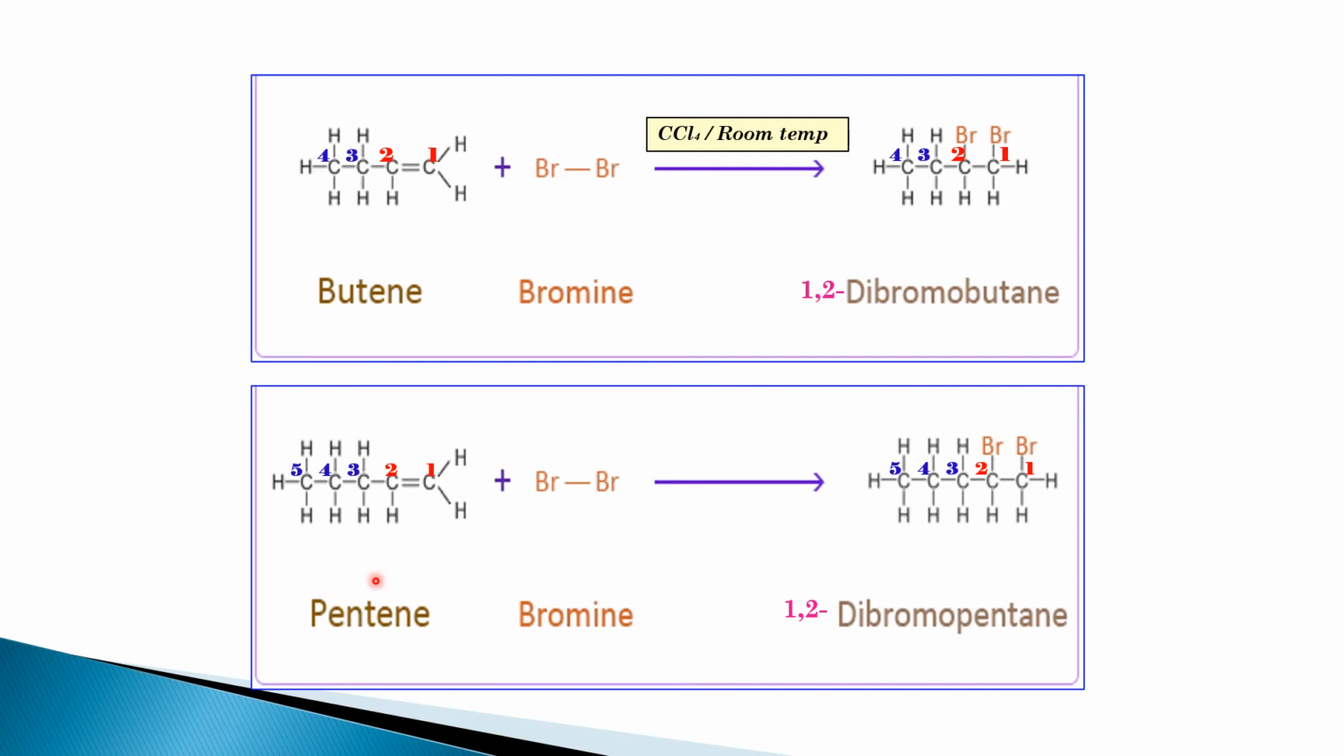Then same, pentene reacts with Br2 in presence of CCl4 at room temperature. Then it gives 1,2-dibromopentane in which Br2 is added across the carbon-carbon double bond in alkene, because of which double bond is converted into single bond to form 1,2-dibromopentane.